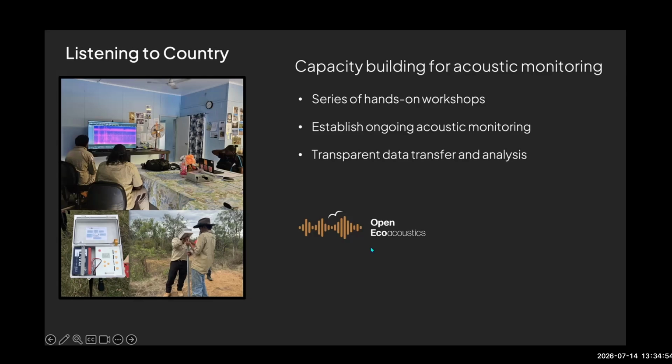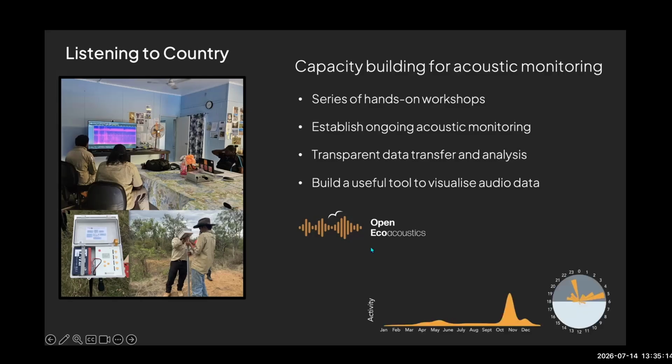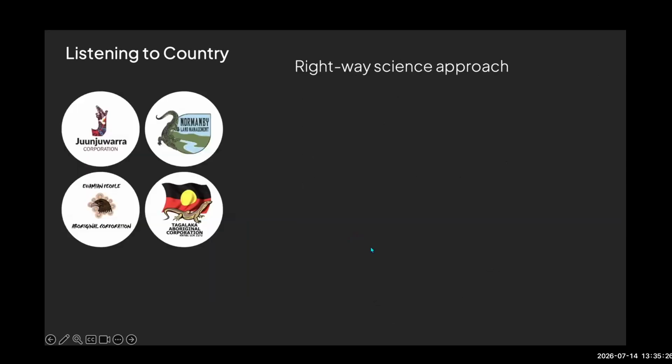And we're utilizing EcoSounds, that Open Acoustics platform, to store the audio data, have it accessible, and then analyze it as well. And ultimately, the goal is to build a useful tool to visualize the audio data really simply, so that the groups can see potentially when their target species are active and where they're active. So get information about space and time when things are around. And again, this is all based on the Right Way Science approach.